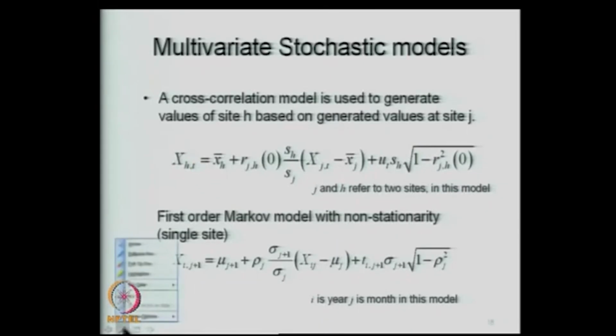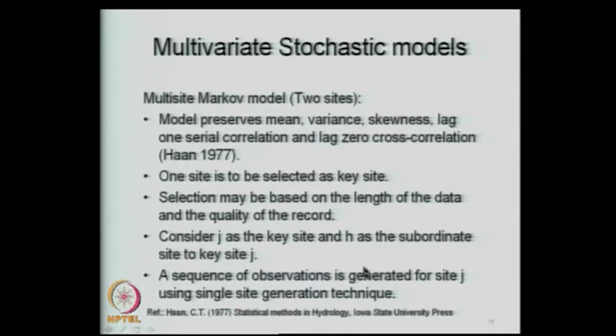Let me explain this correctly again. You are talking about the flow in site H in time period t. You are using the flows in the station j in time period t. On the key site, which is the site j, a sequence of observations is generated for site j using the single site generation technique.